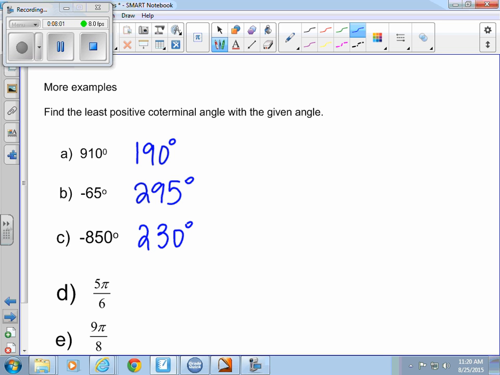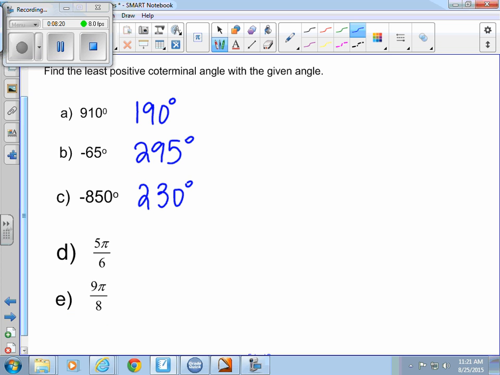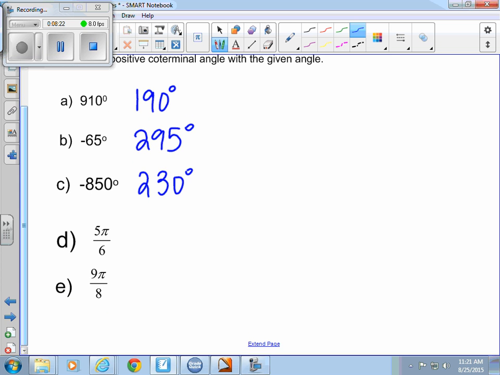Negative 850 plus 360. That's like a really big one. You could set up an Excel file. You're not going to have fun in the millions in this class.